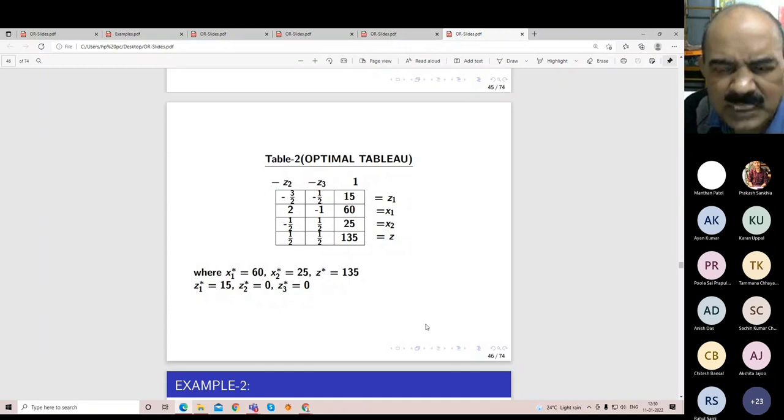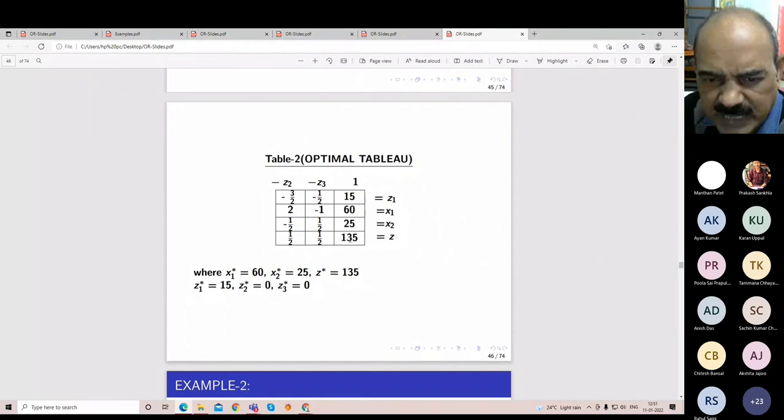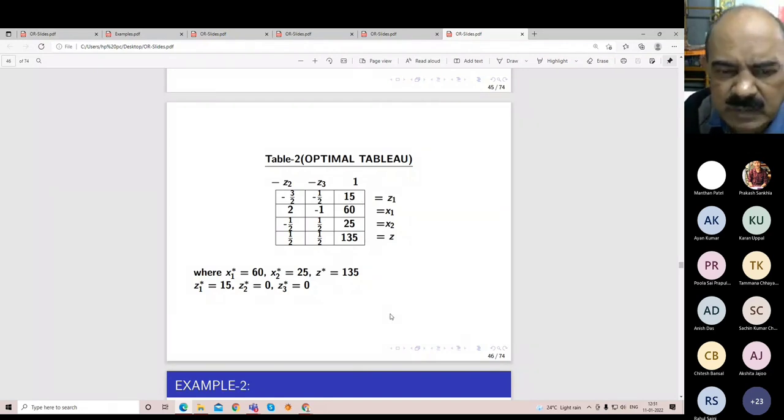In the problem itself, we need x1, x2 only. Now, what is your x1? X1 is becoming 60. What is your x2? X2 is becoming 25. What is your z? Z is becoming 135. What is our z1? Z1 equal to 15. Why are you calculating all these things? These are the basic variables. Z1 is a basic variable, 15. So x1, 60, that is a basic variable, x2 25, and z equal to 135.